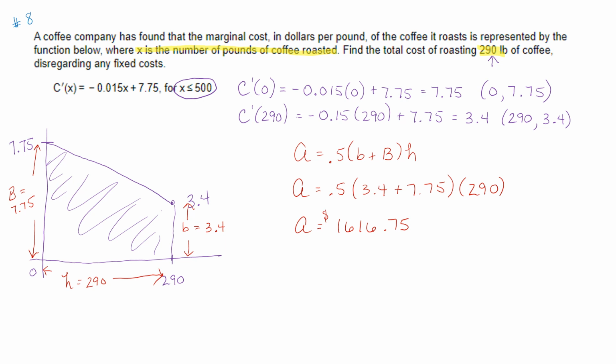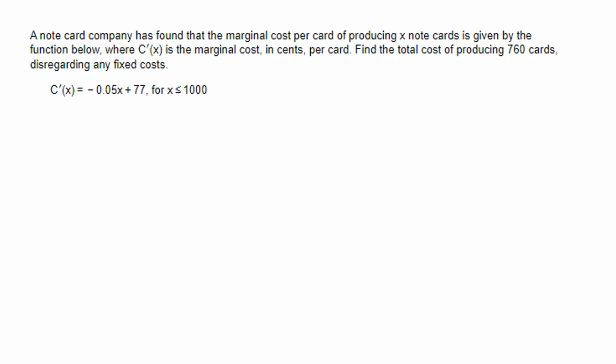All right, so let's quickly do one more, assuming the dogs will stay quiet. A note card company has found that the marginal cost per card of producing X note cards is given by the function below, where C prime of X is the marginal cost in cents per dollar. Find the total cost of producing 760 cards, disregarding any fixed costs.